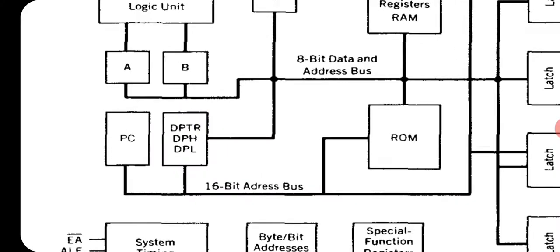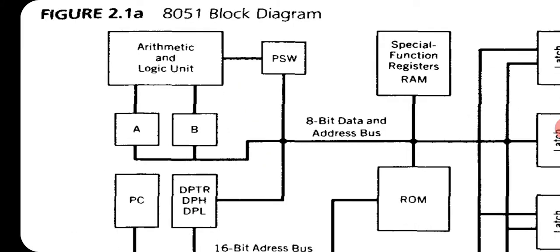So I'll zoom a bit and show you. The first block is the arithmetic and logic unit, in short also known as ALU. Then you have PSW. PSW means program status word. Then you have A and B. A and B are 8-bit registers. A stands for accumulator, and A and B are special registers. Why they are special, you will come to know further.